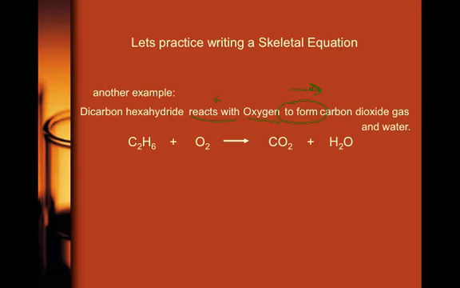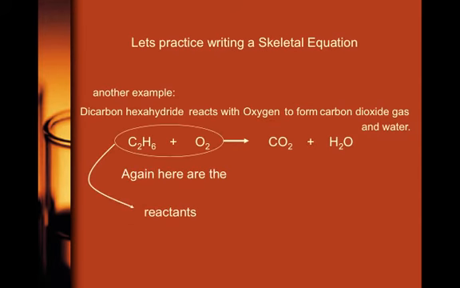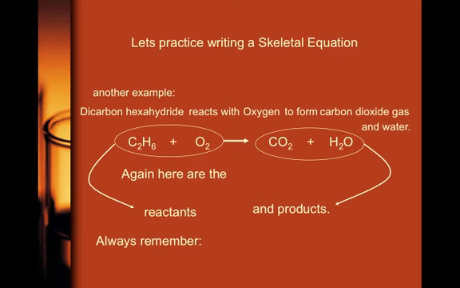Once again, you can see that it's not balanced. You can see right away we have one carbon here, we have two carbons here. That's not balanced, so therefore this is a skeleton equation. You also have the reactants on the left and the products on the right. Once again, just remember the reactants react to produce the products. So the reactants react on the left side to produce the products on the right side.